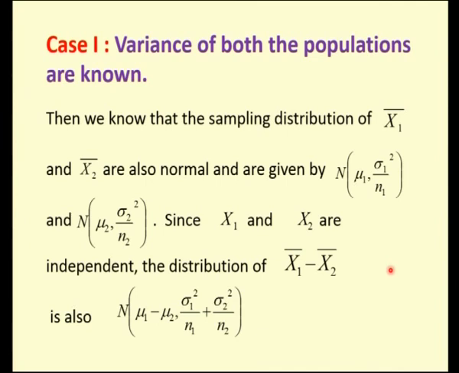Then we know that the sampling distribution of x1 bar and x2 bar is also normal, and it is given by normal with mean mu1 and variance sigma 1 squared by n1. Similarly, for x2 bar, it follows normal with mean mu2 and variance sigma 2 squared by n2. Since x1 and x2 are independent, the distribution of x1 bar minus x2 bar also is normal with mean mu1 minus mu2. Variance is going to be sigma 1 squared by n1 plus sigma 2 squared by n2.